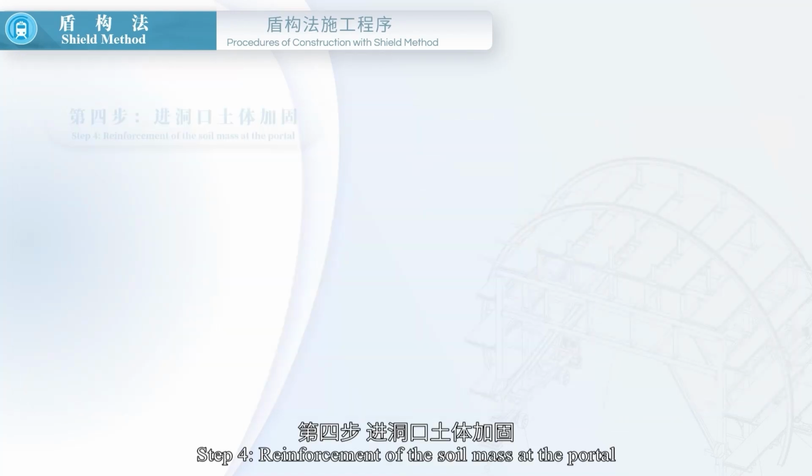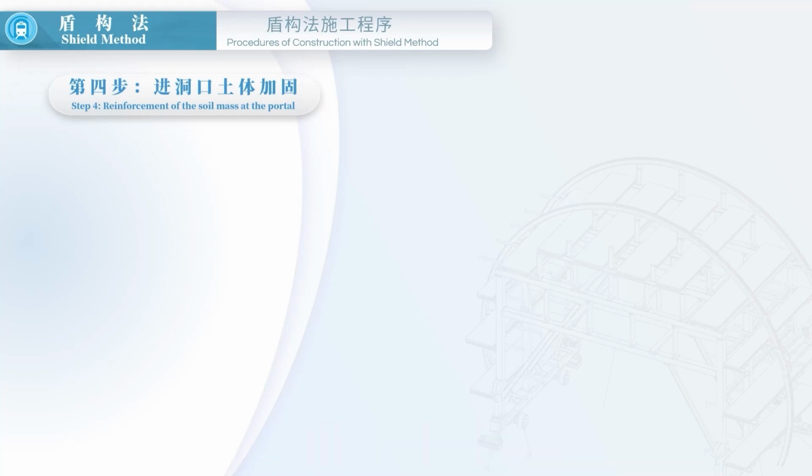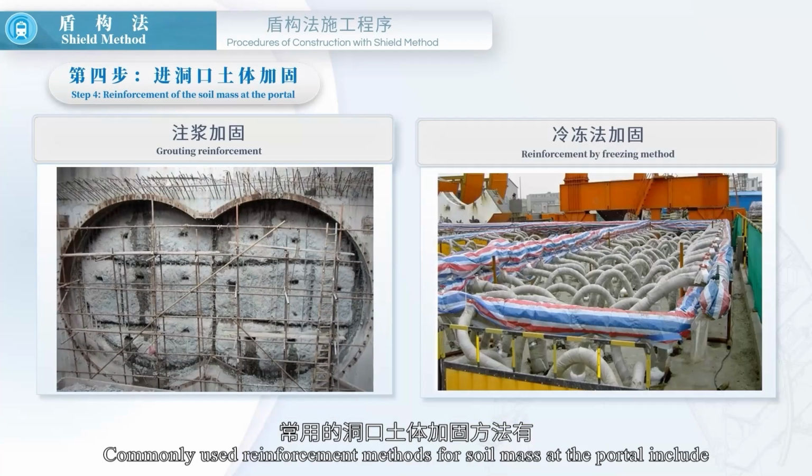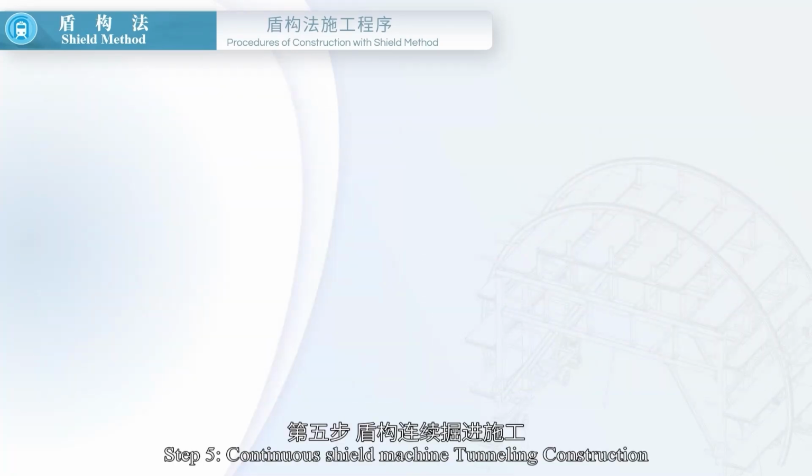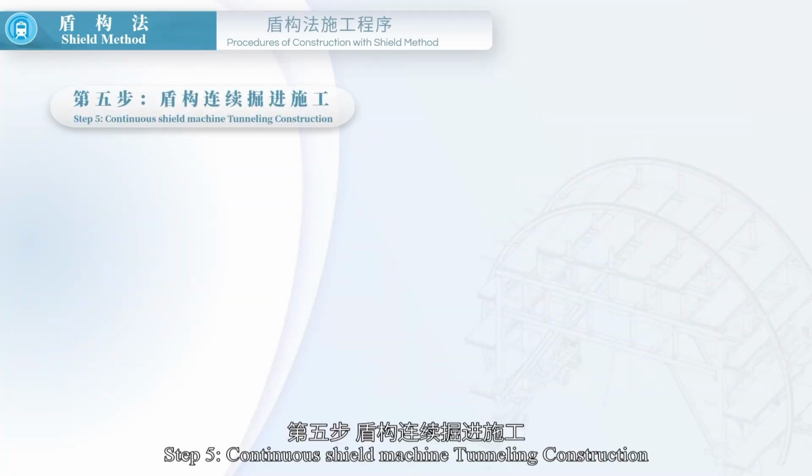Step 4. Reinforcement of the soil mass at the portal. Commonly used reinforcement methods for soil mass at the portal include grouting reinforcement, reinforcement by freezing method. Step 5. Continuous TBM tunneling construction.